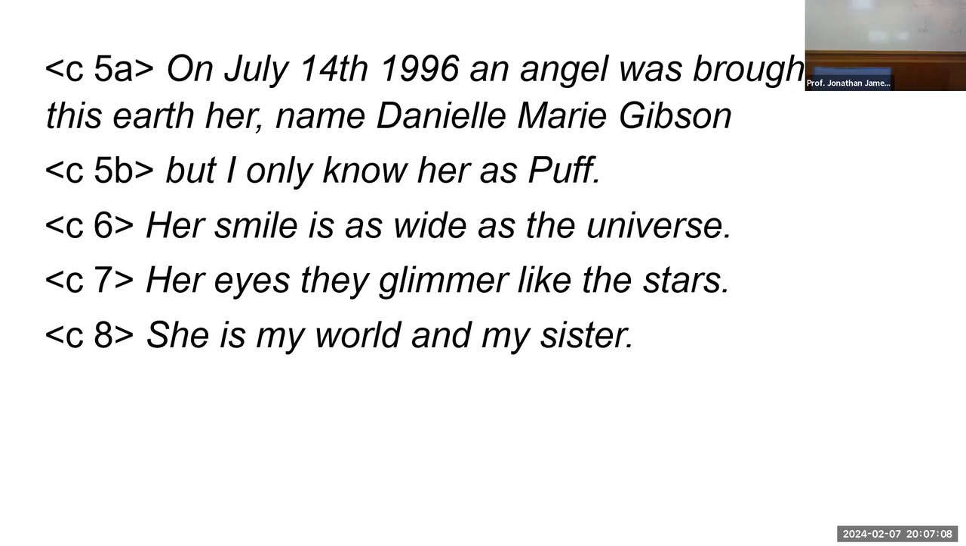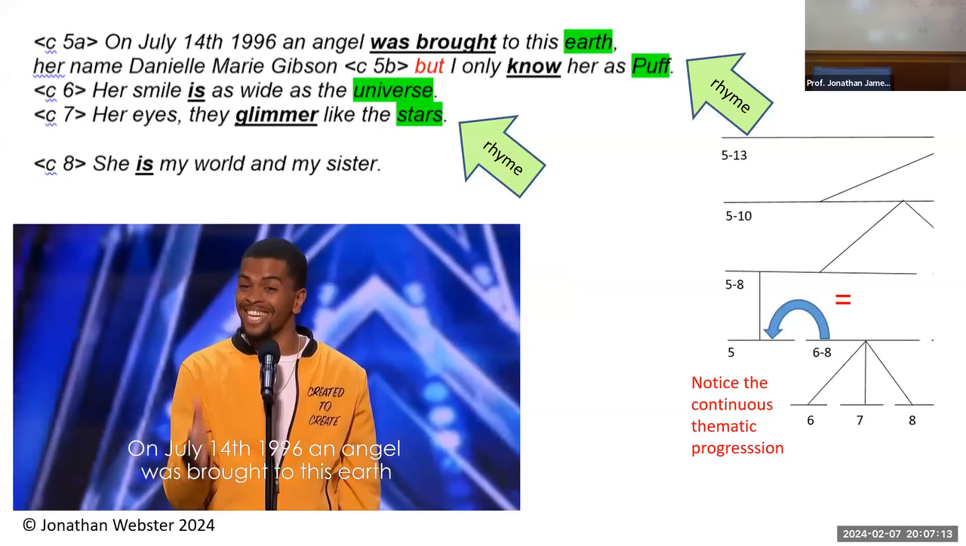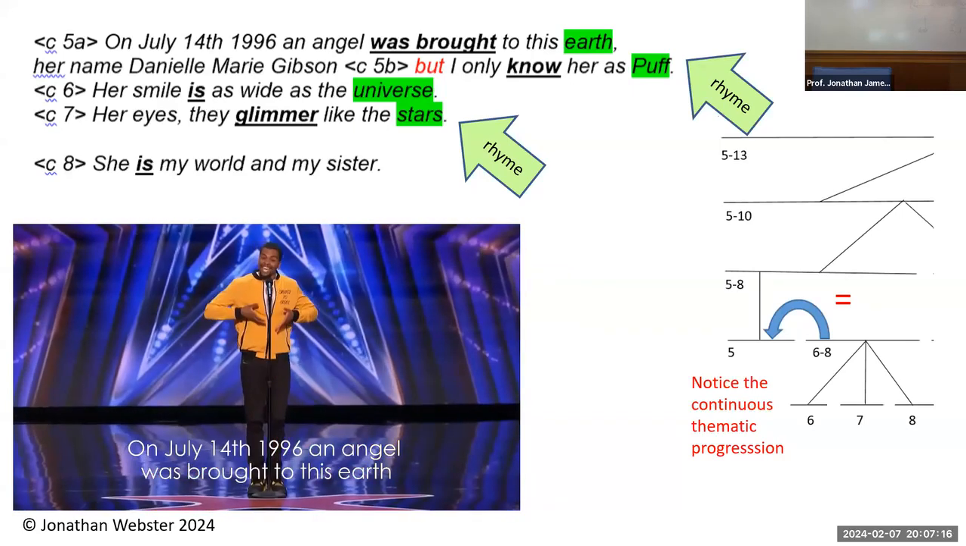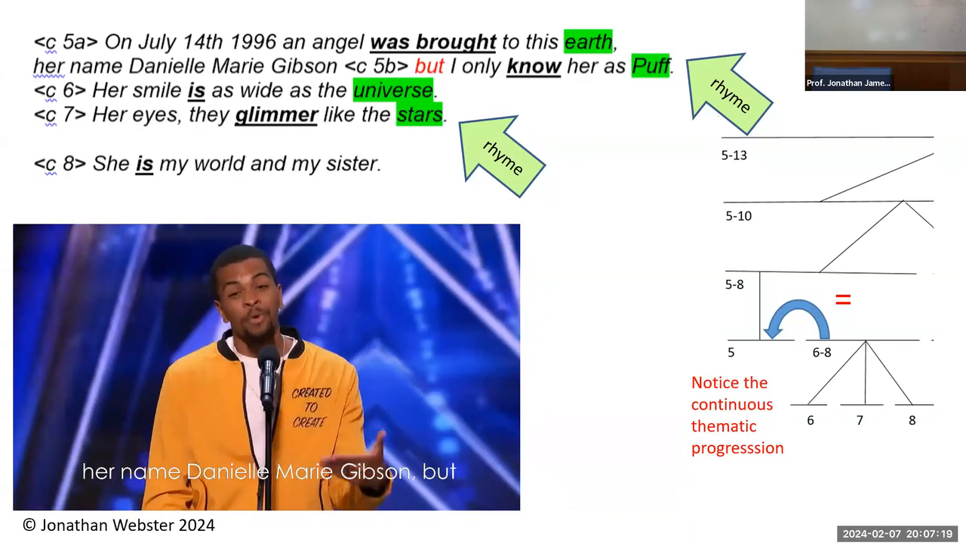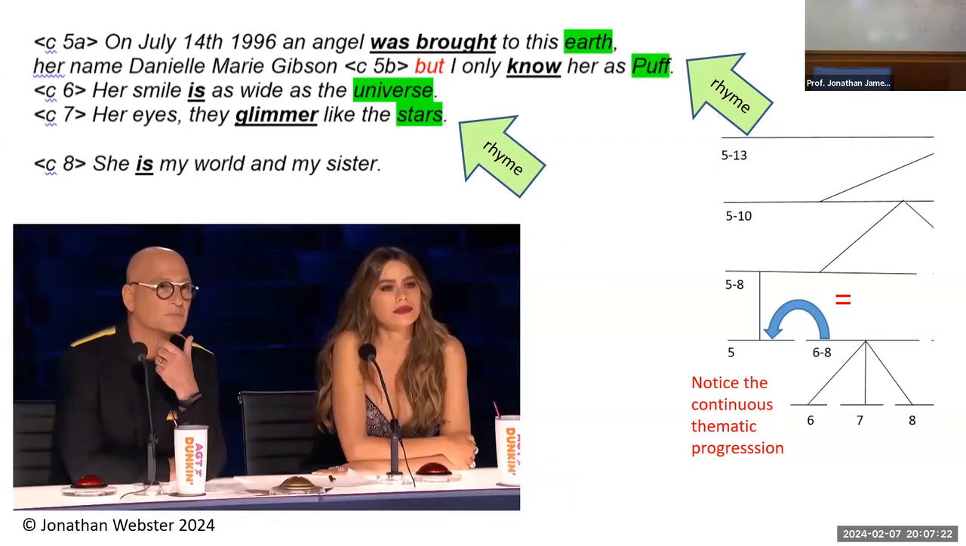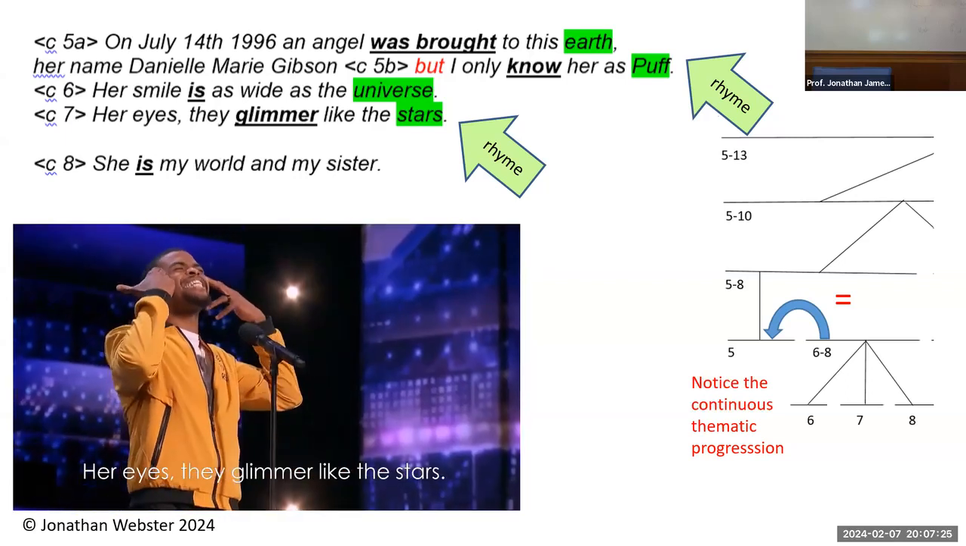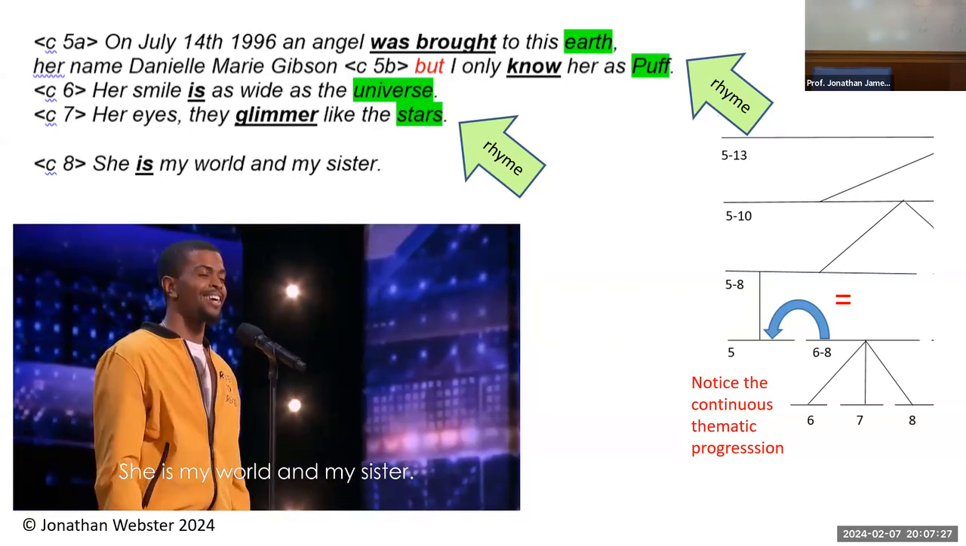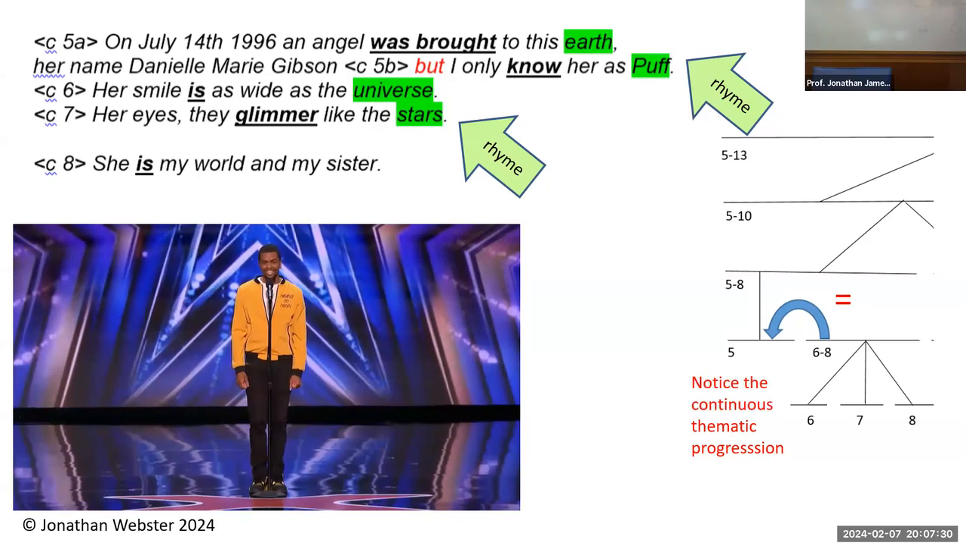All about his sister. Theme, as theme. On July 14th, 1996, an angel was brought to this earth. Her name, Danielle Marie Gibson, but I only know her as Puff. Her smile is as wide as the universe. Her eyes, they glimmer like the stars. She is my world and my sister. That continuous thematic progression, you'll notice, gives that sort of paratactic sequencing here of 6, 7, and 8. They form one block.